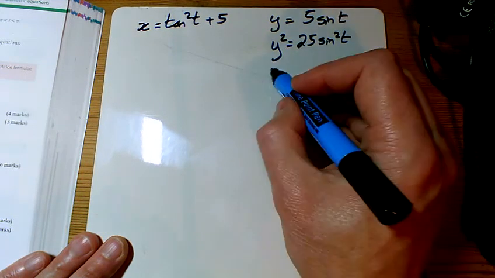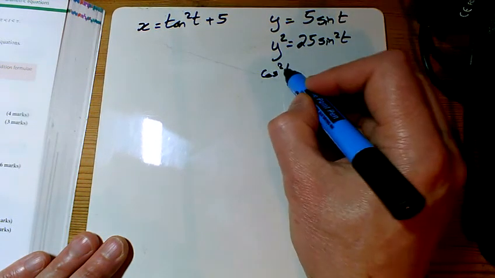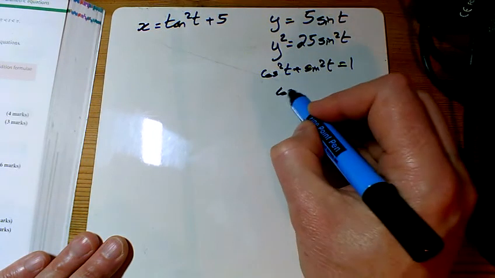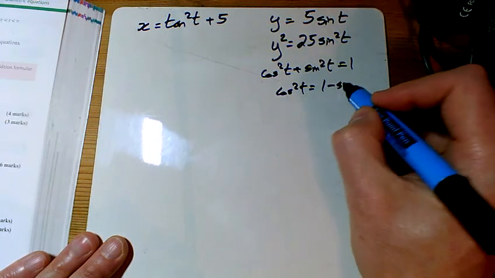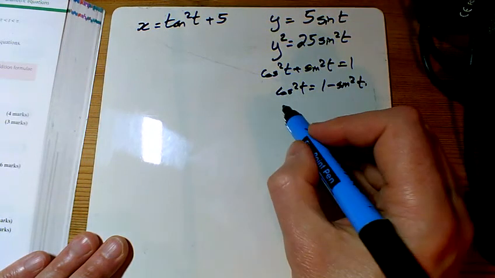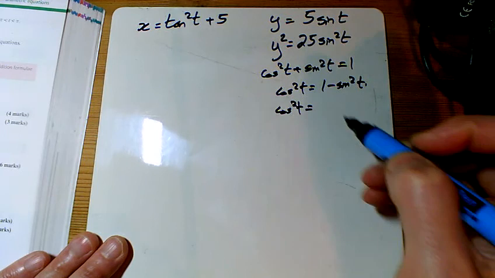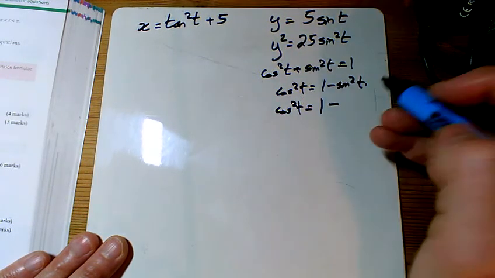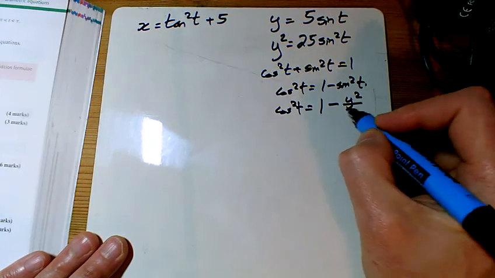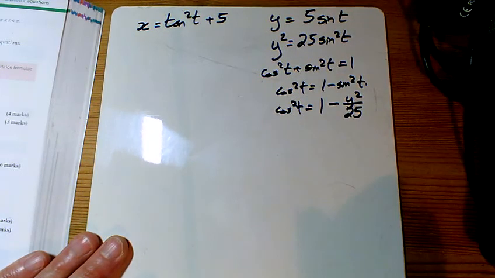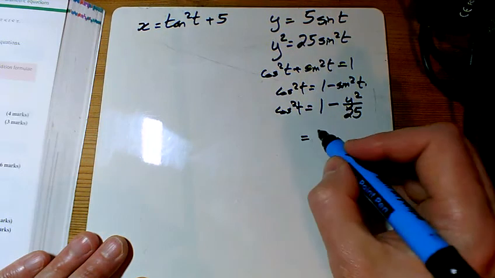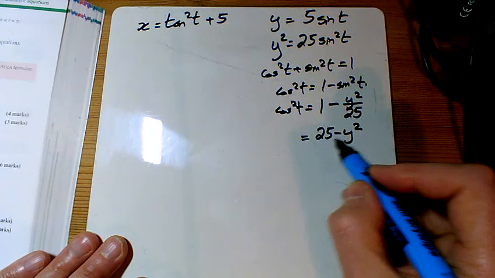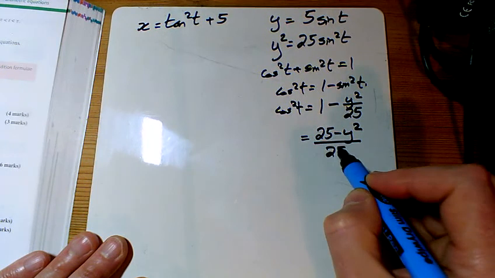The other thing I'm going to do is remember that cos squared plus sine squared equals 1. And so cos squared t is 1 minus sine squared t. And that gives me that cos squared t will equal 1 minus, now what's sine squared? It's just that one divided by 25. So cos squared t is 1 minus y squared over 25. Or putting it all in one fraction, 25 minus y squared over 25.